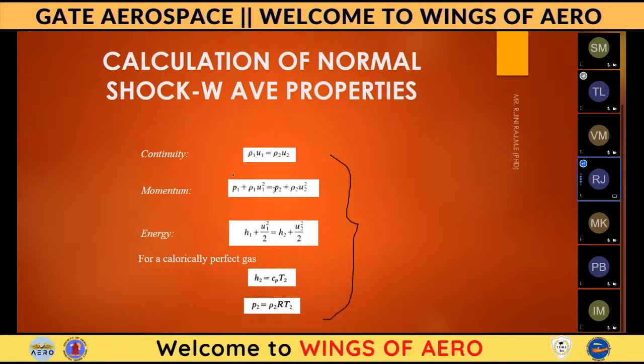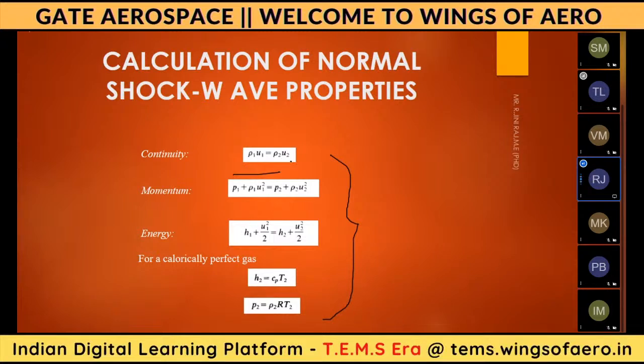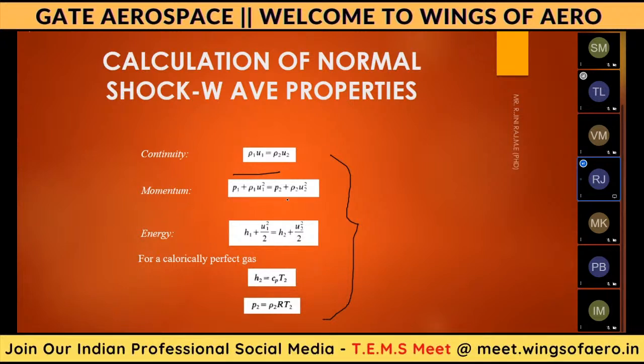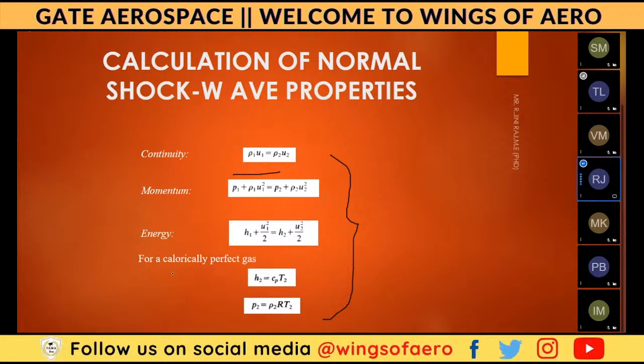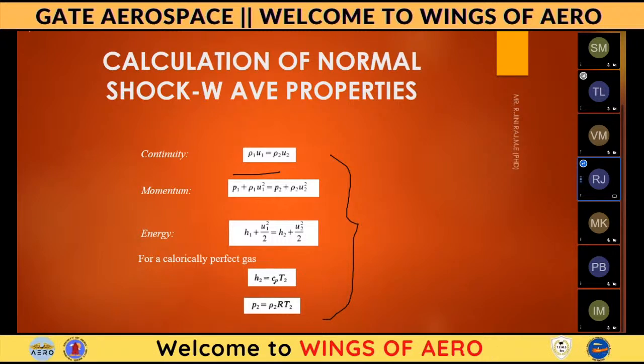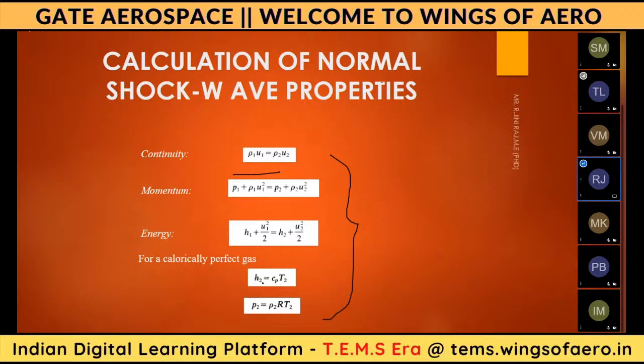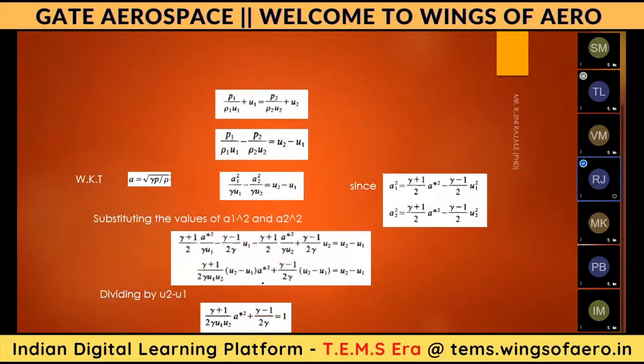First, for the normal shock wave, we consider the continuity equation, that is rho1 u1 equal to rho2 u2, and the momentum equation p1 plus rho1 u1 square equal to p2 plus rho2 u2 square. Same way, the energy equation h1 plus u1 square divided by 2 equal to h2 plus u2 square divided by 2. For a calorically perfect gas, h2 equal to cp into T2; h1 also we can put.